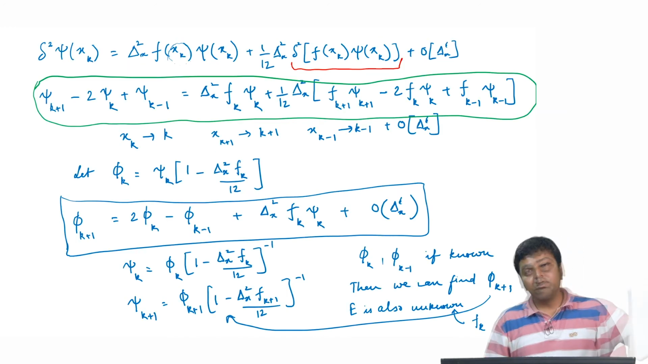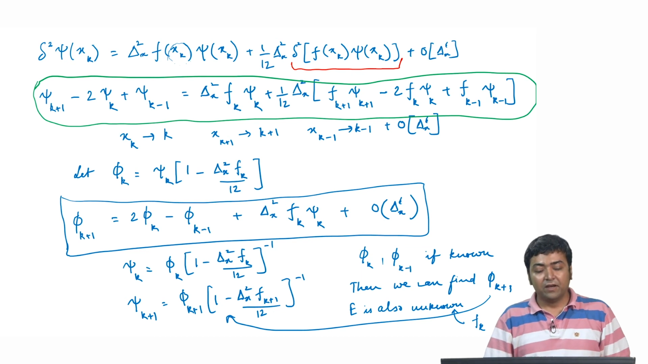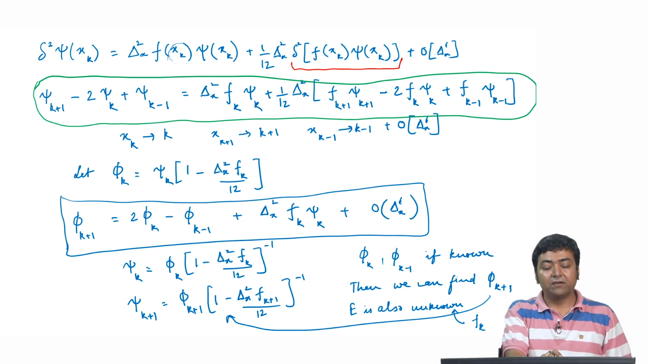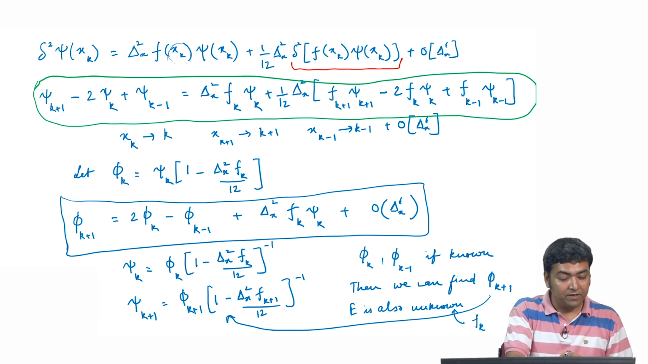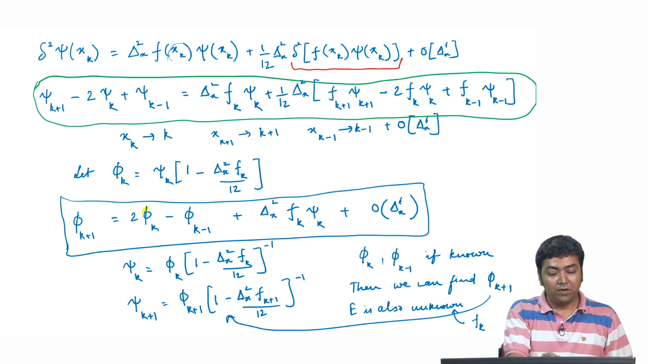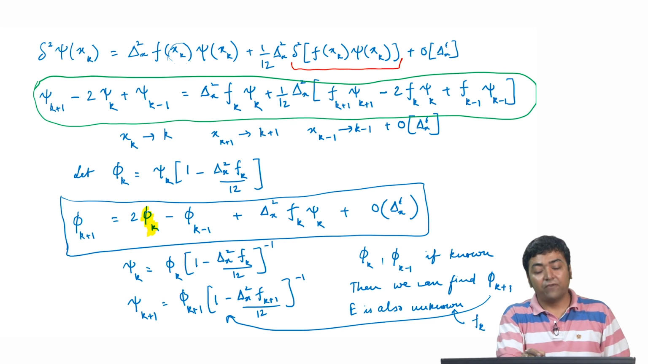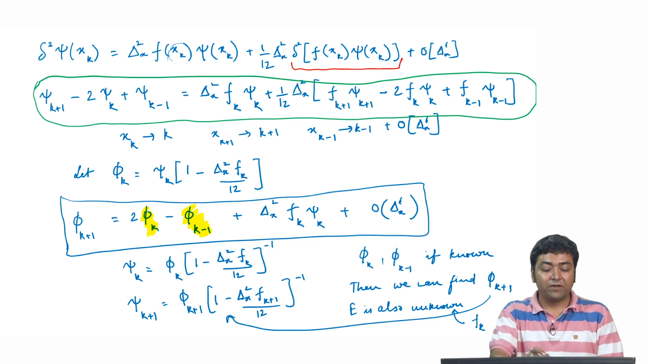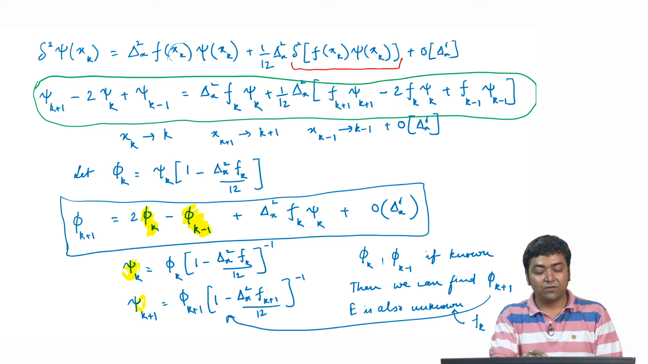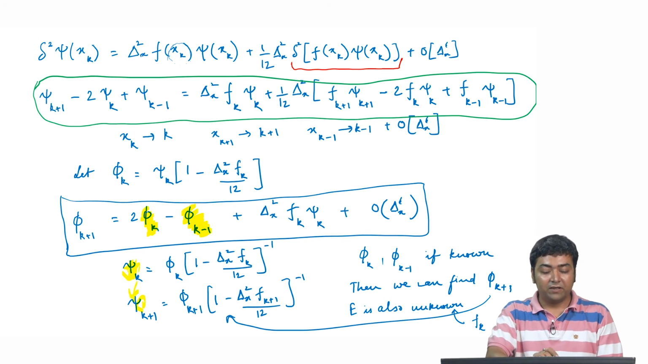Now, this is how the Numerov algorithm is derived. Since it is a second order differential equation, as you can see from the equation itself, it depends on two starting initial conditions. We need to know phi_k and phi k minus 1. These are the two things we need to know to find the next value of the wave function phi, or in terms of the wave function, we need to know psi_k and psi k minus 1, and then from there we can find psi k plus 1.